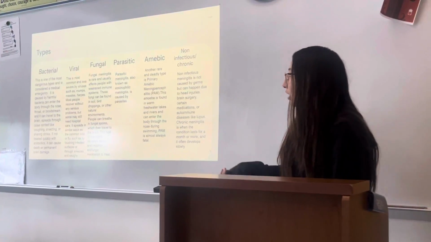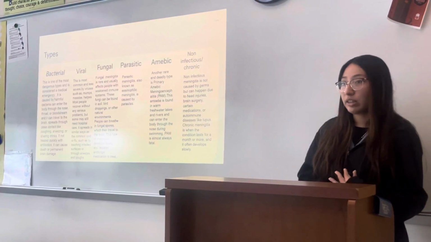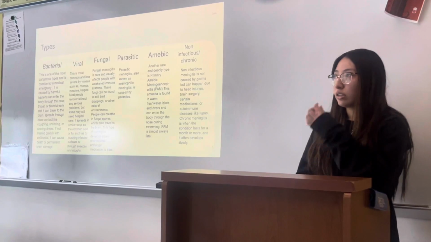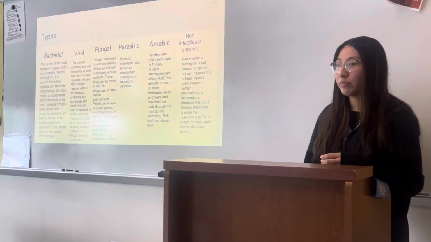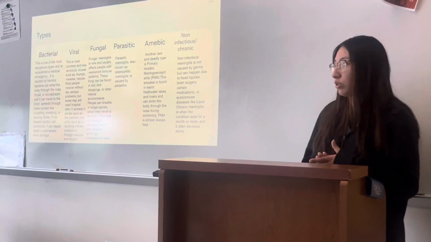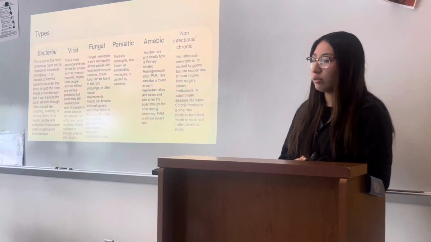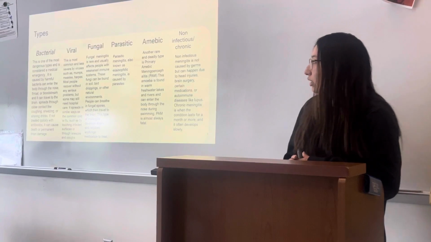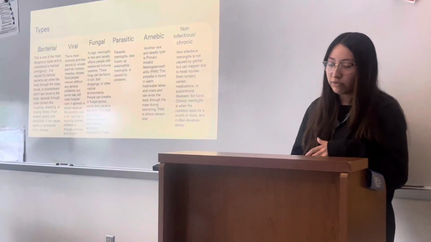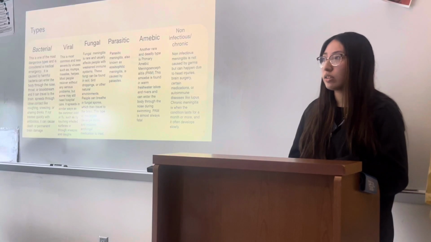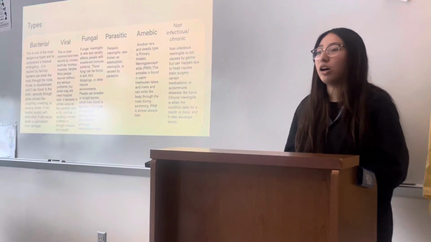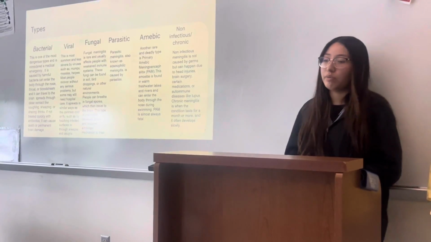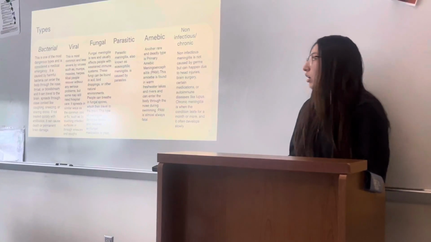What are the different types? So the first one is bacterial meningitis. It's actually the most dangerous out of all of them, and it can be caused by a harmful bacteria which can enter the body through the nose, throat, and bloodstream. It can spread through sneezes, coughs, sharing drinks, sharing utensils, stuff like that. If it's not treated quickly with antibiotics, it can actually cause permanent brain damage and even death.